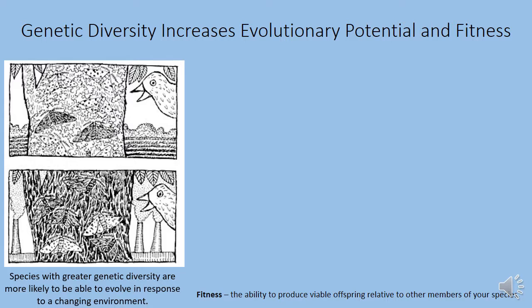Okay, so if there were no dark ones back in the beginning, none of them would survive here, right? So having high genetic diversity allows you to cope with stresses and changes in the environment, like climate change.